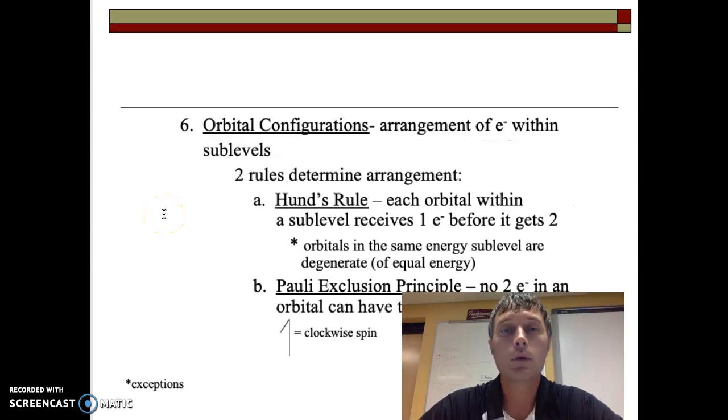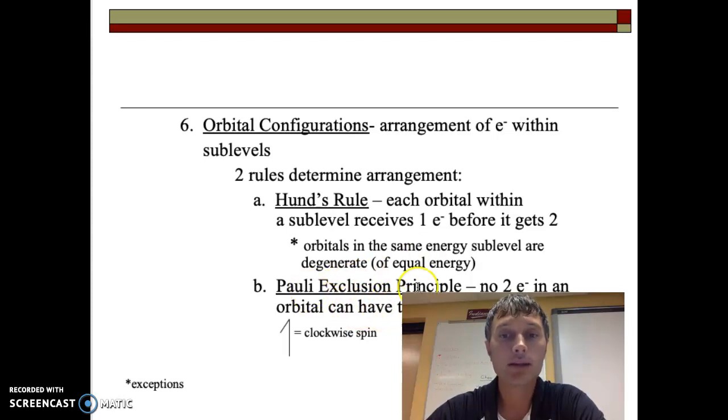Okay, so when we look at the orbital configurations, sort of the arrangement within the suborbitals, within the sublevels, 2 rules are going to determine their arrangement. Hund's rule says that each orbital within a sublevel gets an electron before it gets 2. Once we start applying this to the periodic table, I think that will make a little bit more sense. Make sure you read up on Hund's rule. Make sure you know what that means in theory, and then we'll take care of what it means in practice in class and in person.